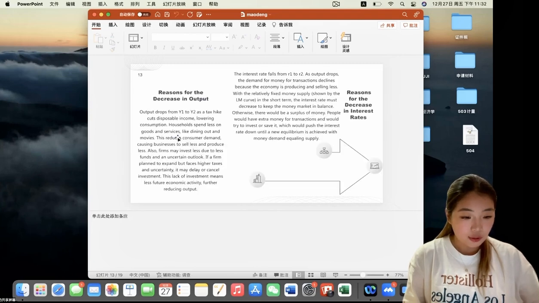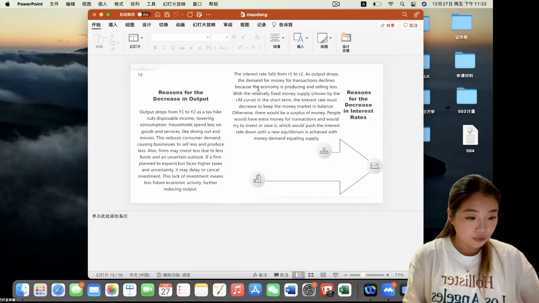Output drops from Y1 to Y2 as a tax hike cuts disposable income, lowering consumption. Households spend less on goods and services, like dining out and movies. This reduces consumer demand, causing businesses to sell less and produce less. Also, firms may invest less due to less funds and an uncertain outlook. If a firm plans to expand but faces higher taxes and uncertainty, it may delay or cancel investment. This lack of investment means less future economic activity, further reducing output.